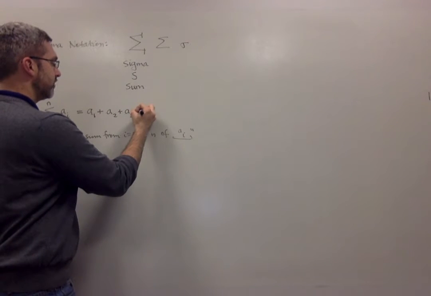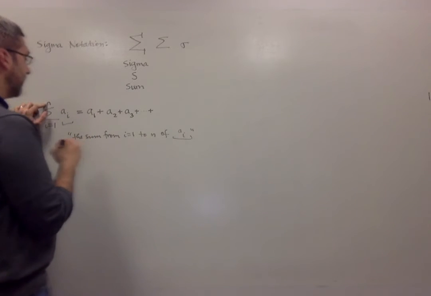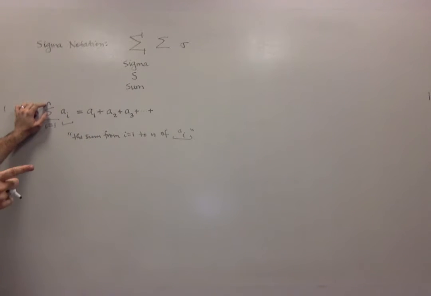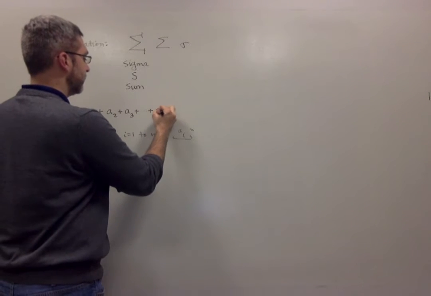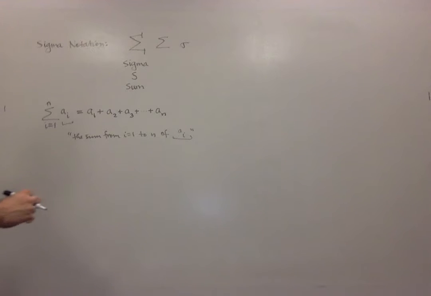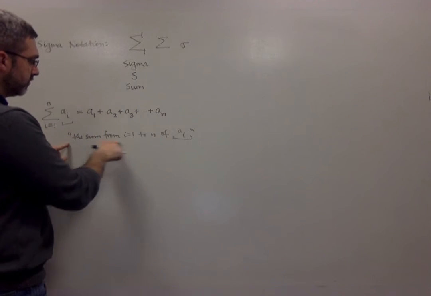And then you're going to keep going until you hit whatever this last number is. So if that last number is 10, you keep going until you hit 10. If it's 100, then you keep going until you hit 100. In this case, it's n, so I keep going until I hit n. Okay? So that's how you write out a sigma notation. This is how you read the sigma notation.